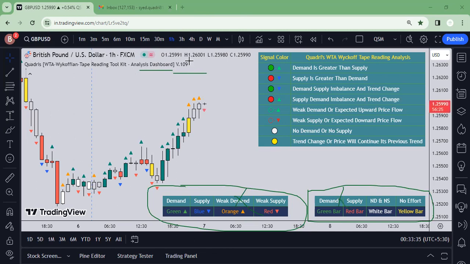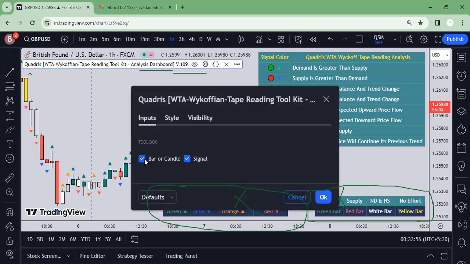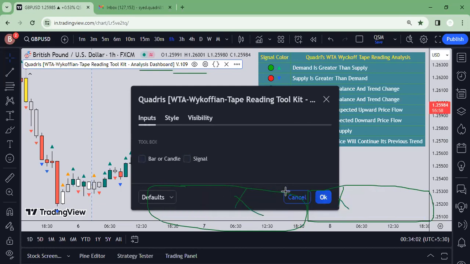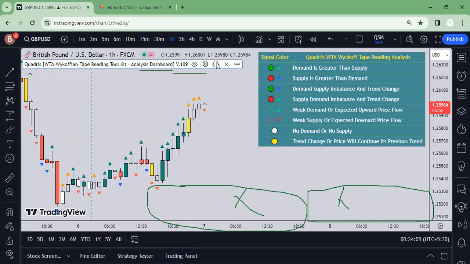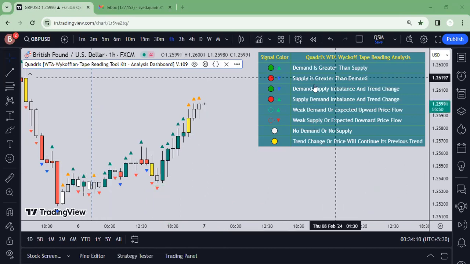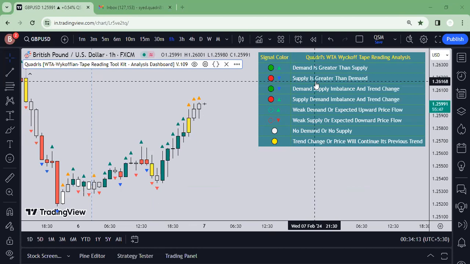The people who have bought it will get the revision by tomorrow evening. What you have to do is go to the toolbox and uncheck this. This will remove the bottom table. Now this table is something we have to use while training.